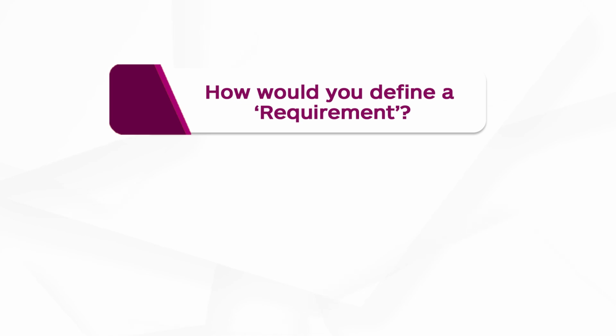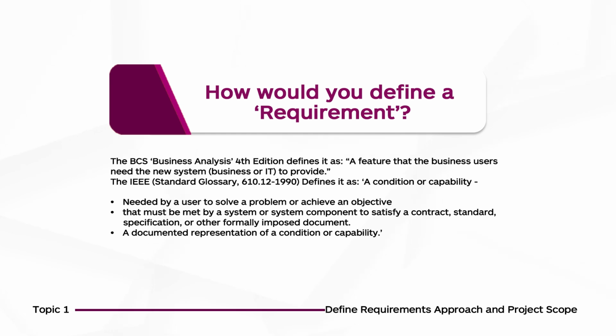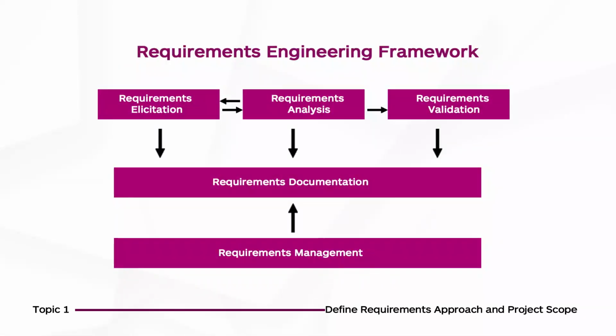What is a requirement? The BCS 4th edition defines it as a feature that the business users need the new system, whether it's business or IT, to provide. On the other hand, the IEEE Standard Glossary 610.12-1990 defines a requirement as a condition or capability needed by a user to solve a problem or achieve an objective. It must be met by a system or system component to satisfy a contract, standard, specification, or other formally imposed document.